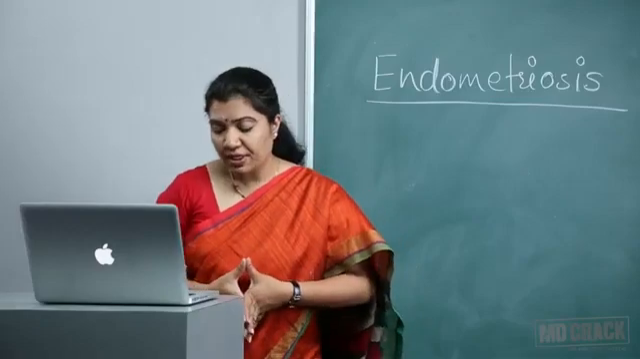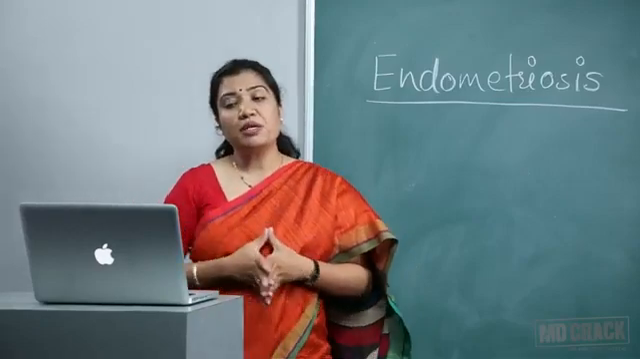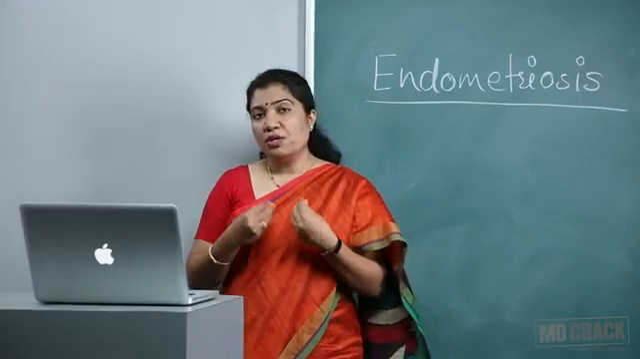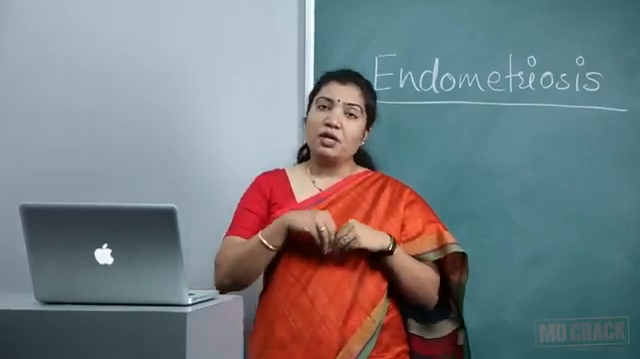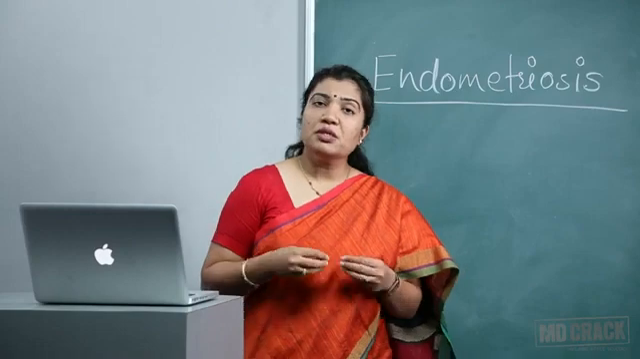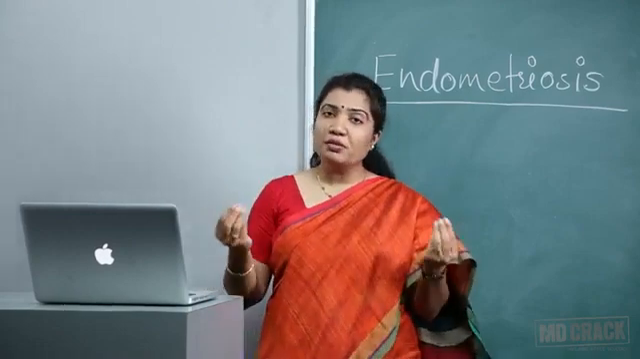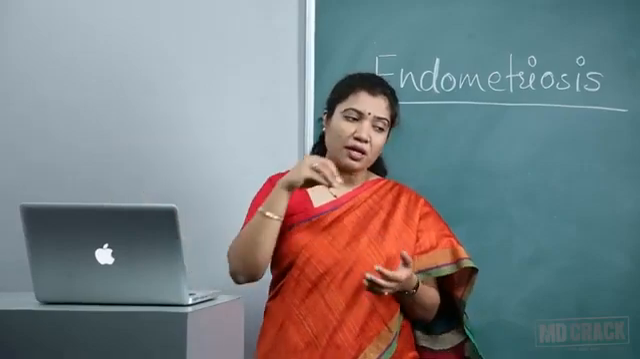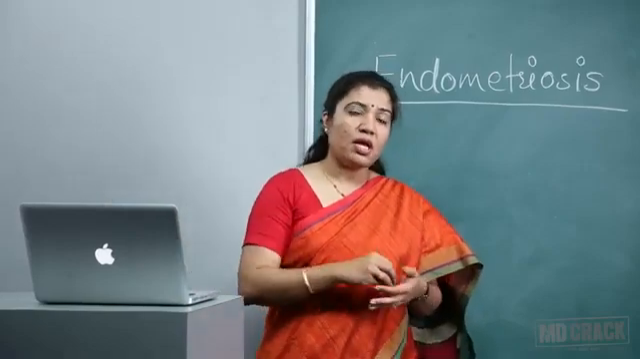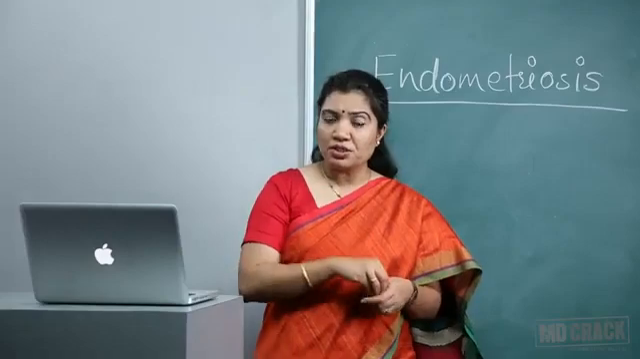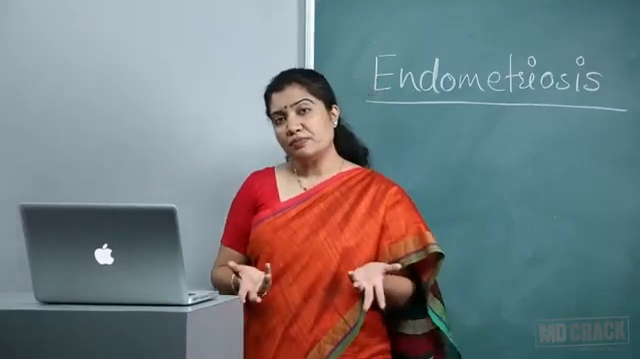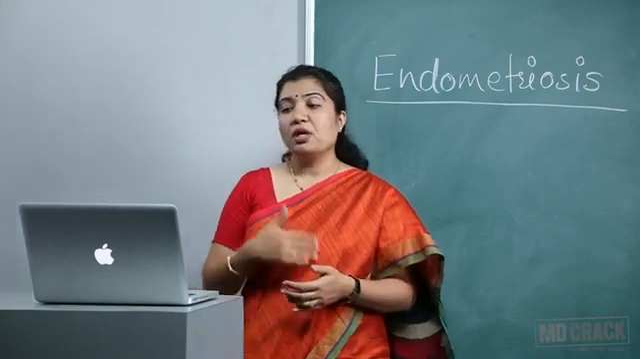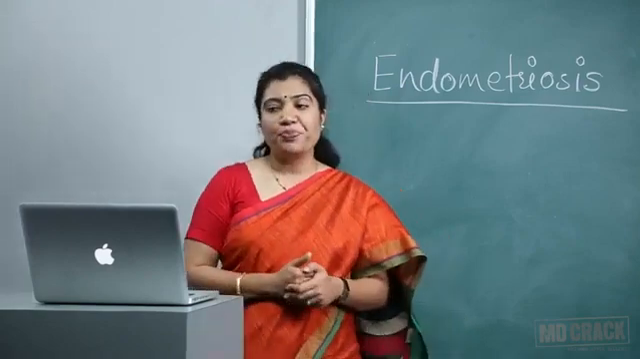The common or first theory is Sampson's implantation theory. What Sampson thought is, during menstruation, these endometrial glands go retrograde, means from the fallopian tubes they go and land up in the peritoneal cavity, and these endometrial glands get implanted over there and start growing. And under the hormonal influence, they menstruate. That is Sampson's implantation theory.